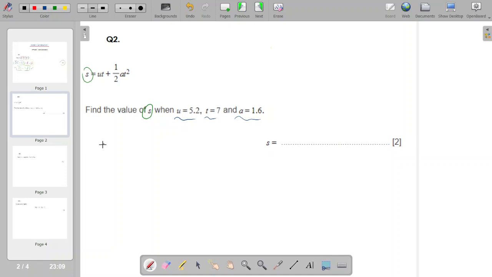So s is going to be equal to what? First of all, you put inside a bracket, or whatever you like, the value of u, which is 5.2. 5.2 is going to be multiplied by the value of t, which is 7. And all of that is going to be plus the half. You can keep it as a half, or you can say that it's equal to 0.5, it's up to you. Multiplied by a, which is 1.6, and multiplied by t squared, where t is equal to 7 and it's squared.